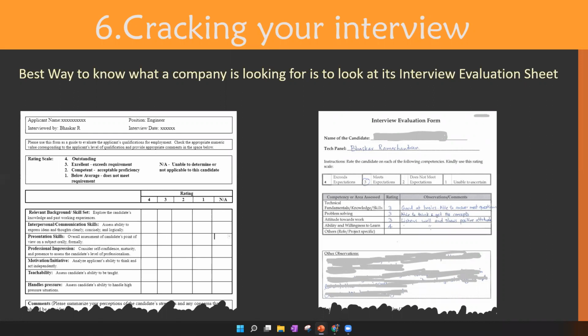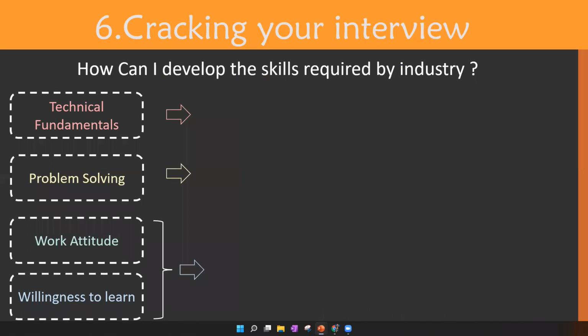Typically these 4 skill sets are often coming up as the evaluation metric. The first one is the technical fundamentals, problem solving, work attitude, and willingness to learn. For the technical fundamentals, we already discussed how you're going to build your skills. There are so many ways you can build your skills online. You can do projects and so on.